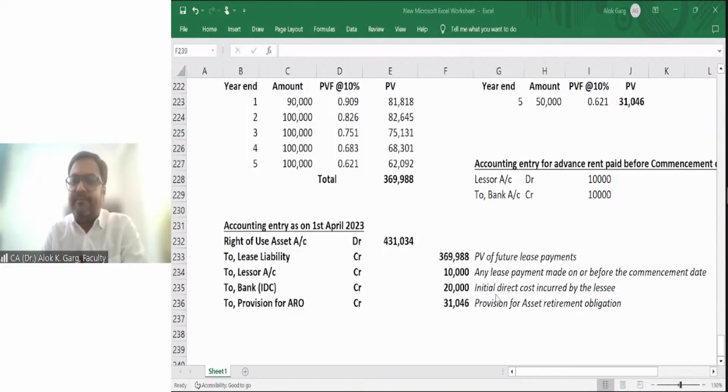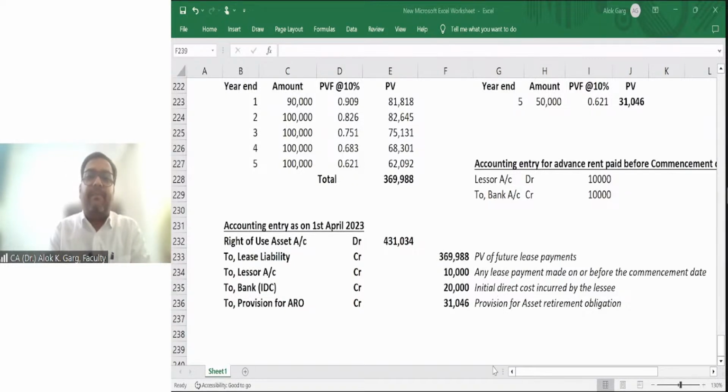Okay, friends, to attract these kinds of big outlets, lessors provide some incentive to the lessee. For example, the lessor will say, I'll give you 5 lakh rupees upfront as a lease incentive, if you take a space in my commercial tower, right? So these lease incentives have to be netted off from the right of use asset.